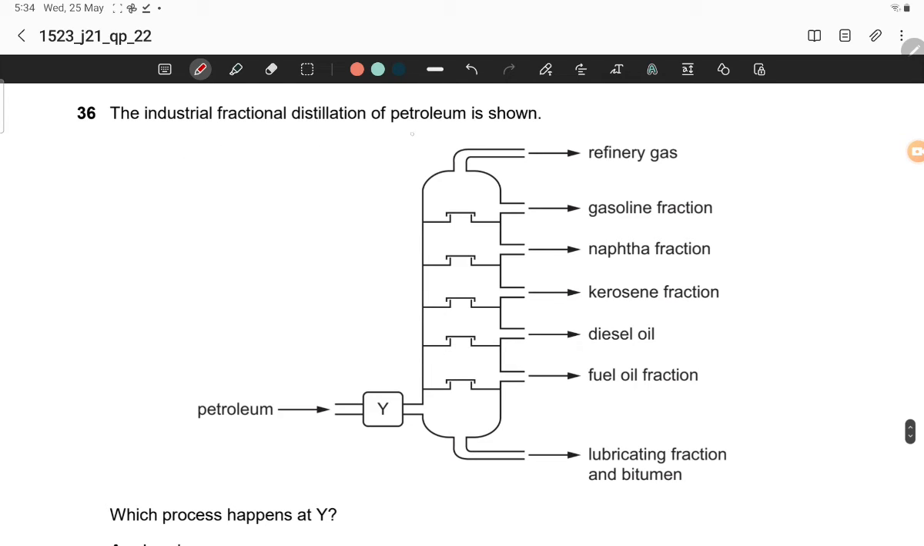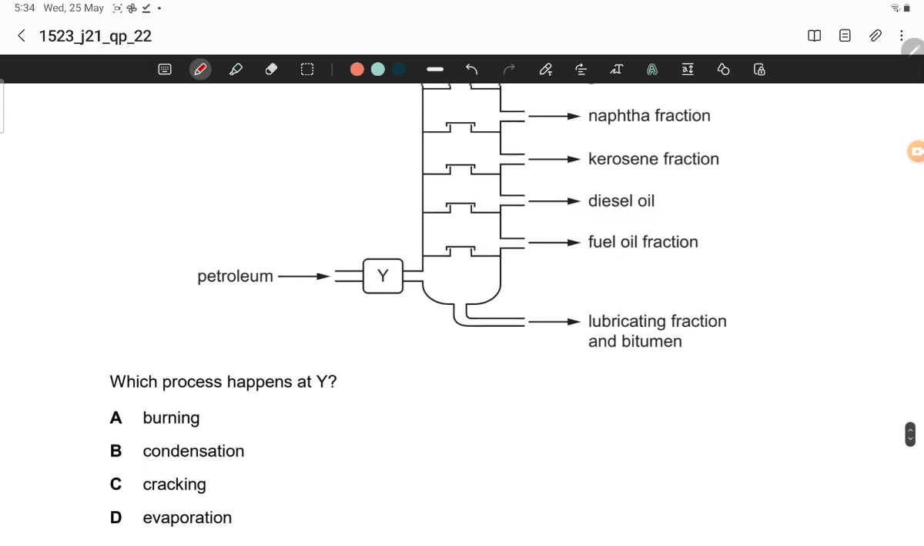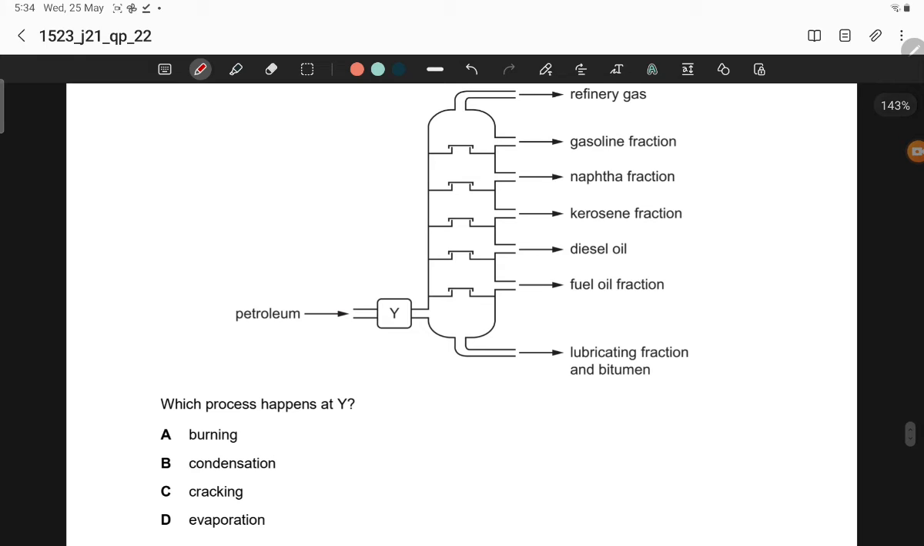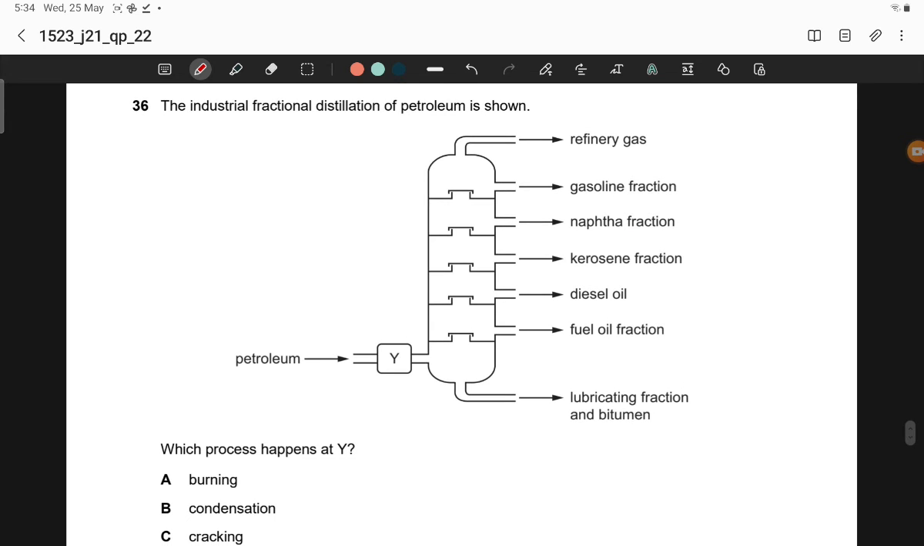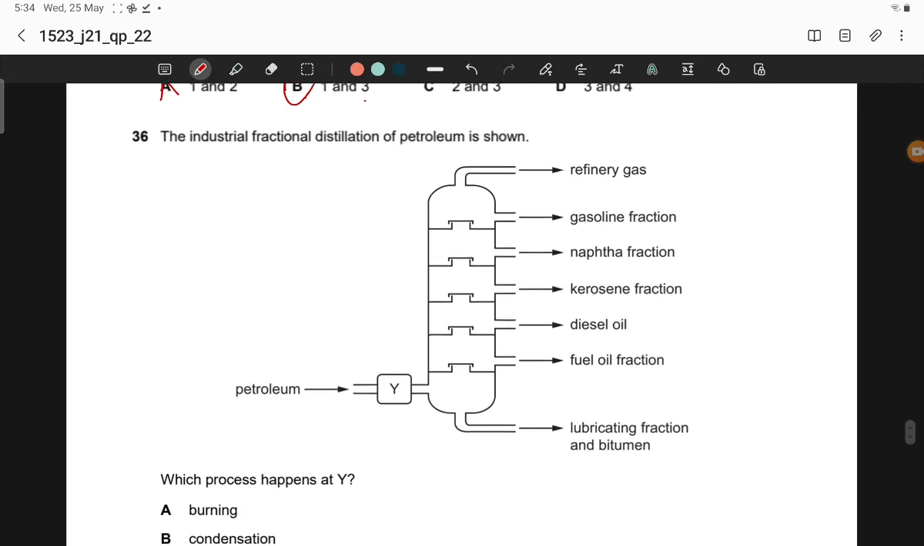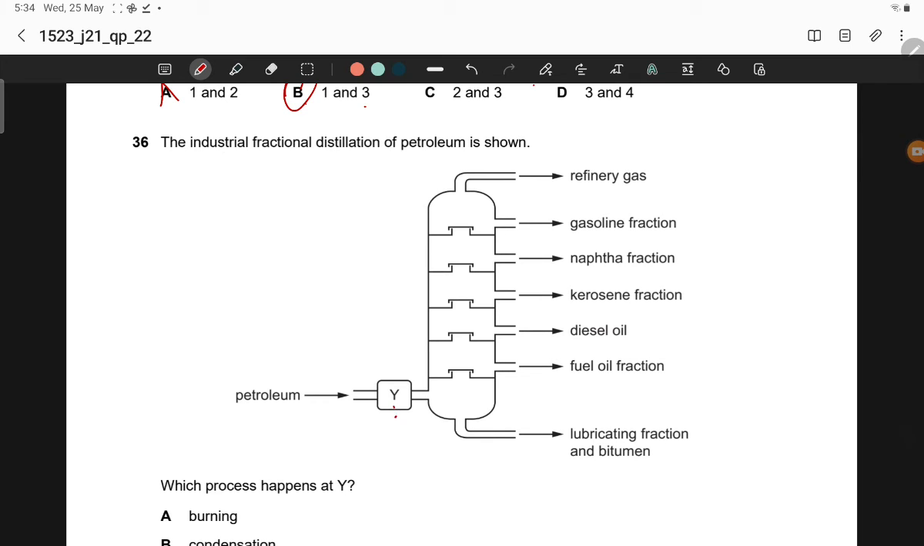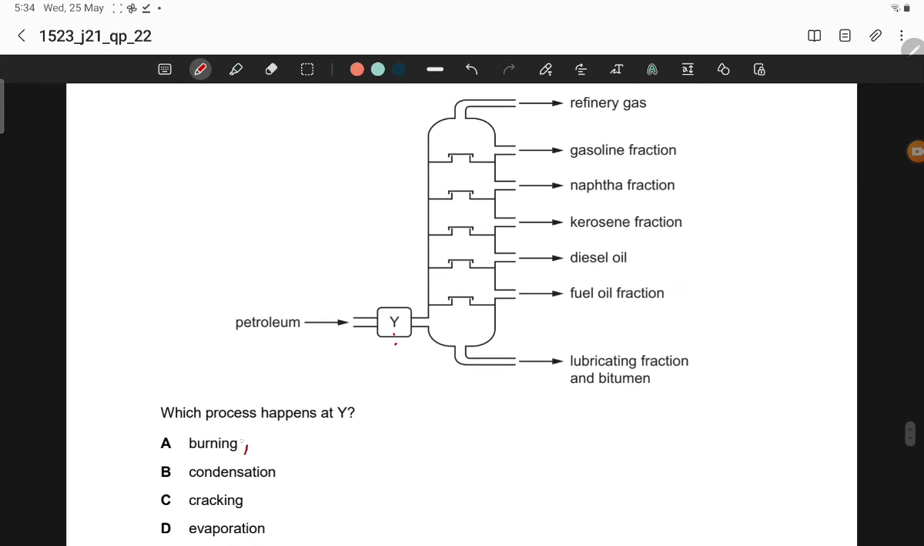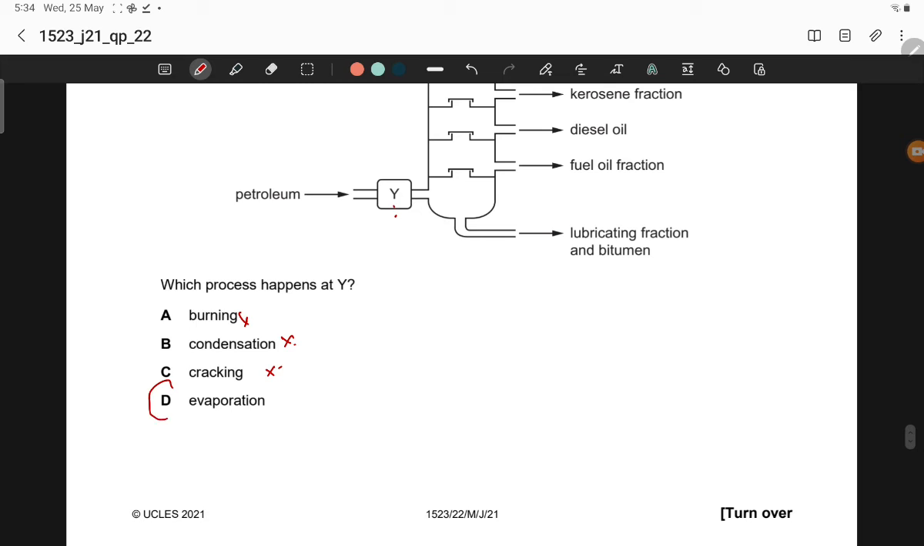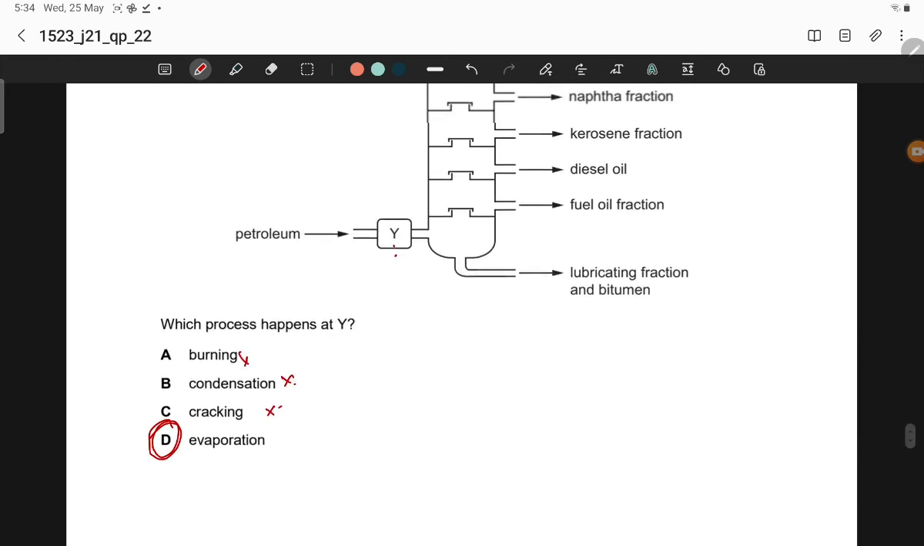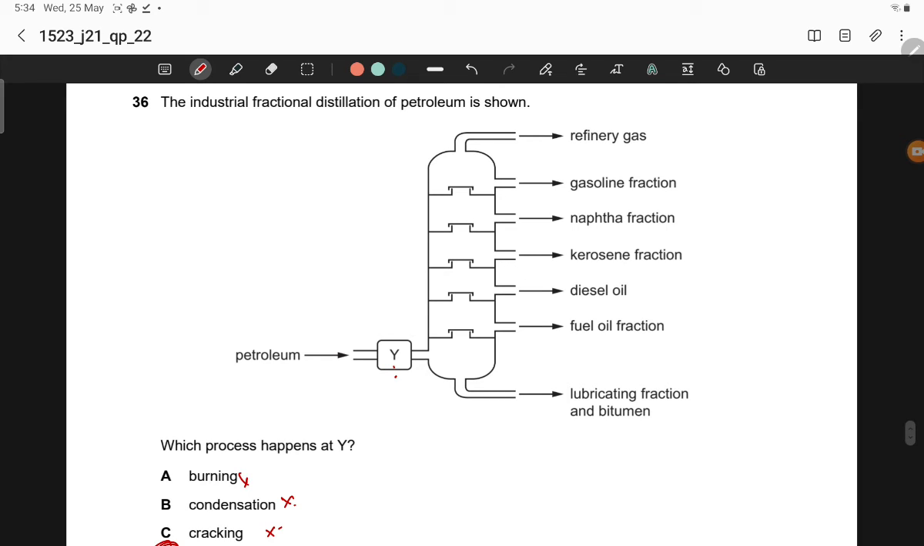The industrial fractional distillation of petroleum is shown. Which process happens at Y during the fractional distillation of crude oil? Petroleum is heated in the Y. The process is not burning, not condensation, not cracking. This is evaporation. Because in fractional distillation, all these fractions are obtained according to their boiling points, so it is going to evaporate when it is heated.